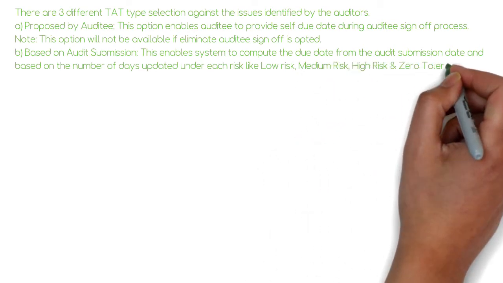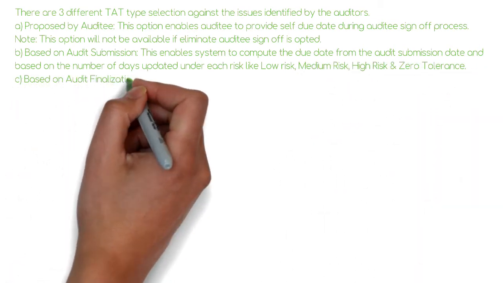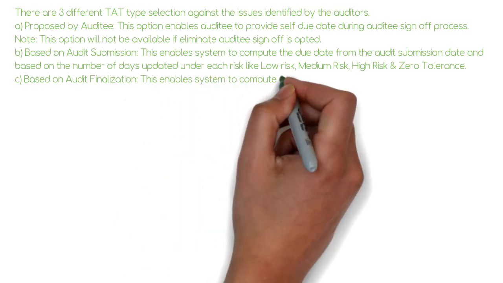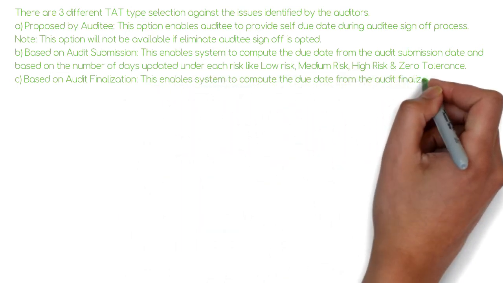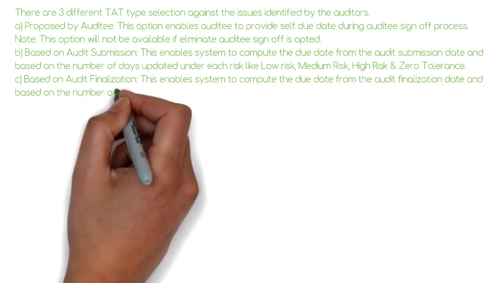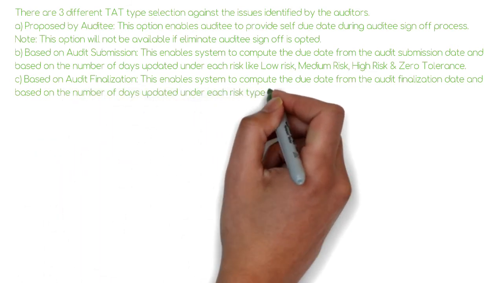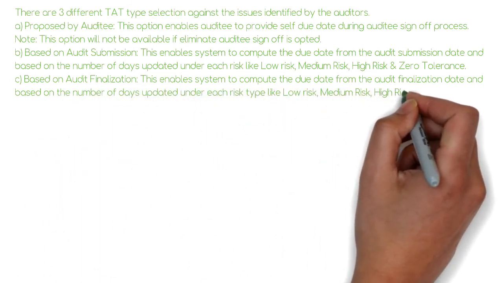C. Based on audit finalization. This enables the system to compute the due date from the audit finalization date and based on the number of days updated under each risk type, like low risk, medium risk, high risk, and zero tolerance.